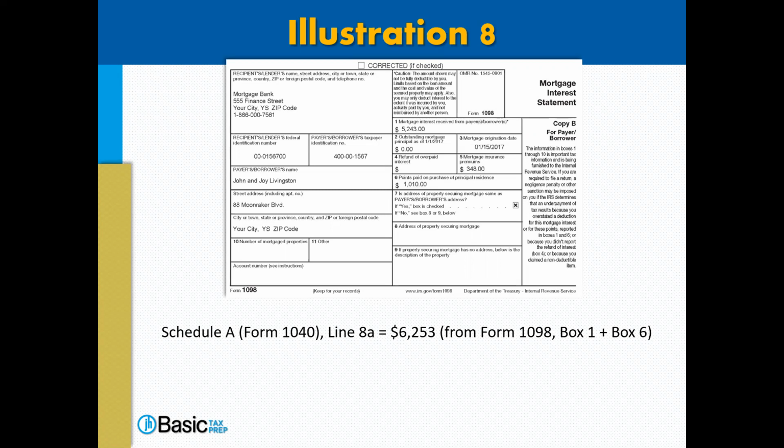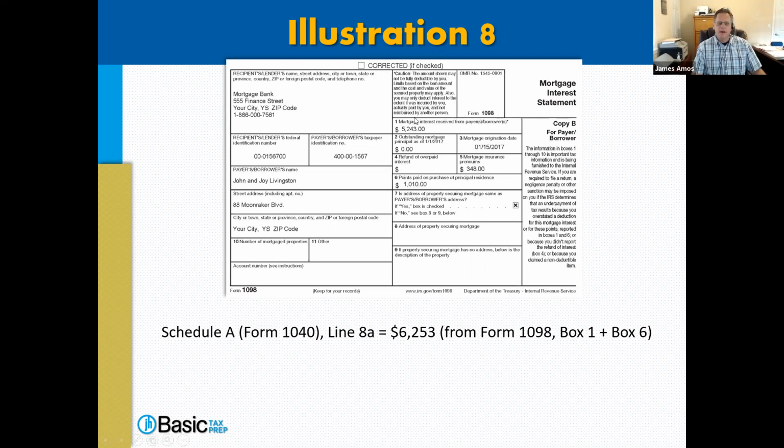$6,253. That's right. And how did we get that? We got it from, obviously, box 1, we get to include that, but these are points that were actually paid to purchase the principal residence. This person can choose to take it all at once or take it over the life of the loan.